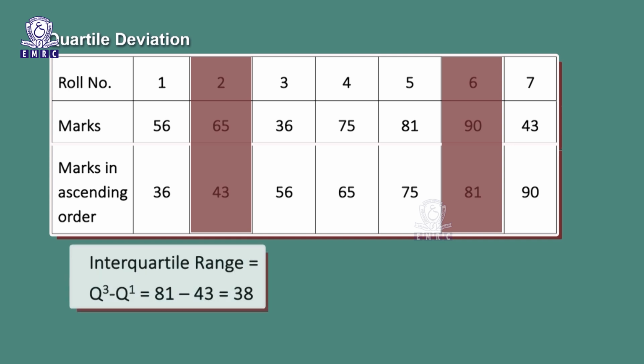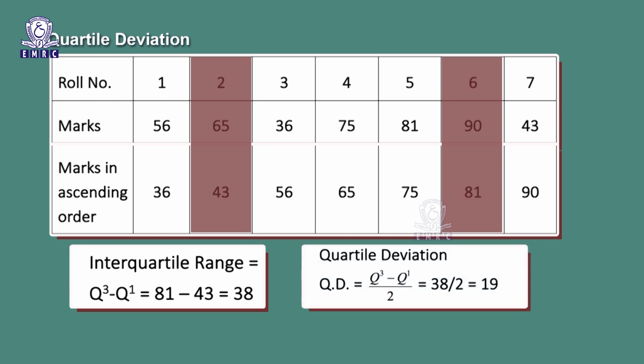So in order to calculate the interquartile range, the formula is Q3 minus Q1, which is equal to 81 minus 43, which is equal to 38. So in order to calculate quartile deviation, the formula is QD is equal to (Q3 minus Q1) divided by 2. So that is equal to (81 minus 43) divided by 2, that is 38 divided by 2, that is equal to 19. So the quartile deviation of the scores is 19.